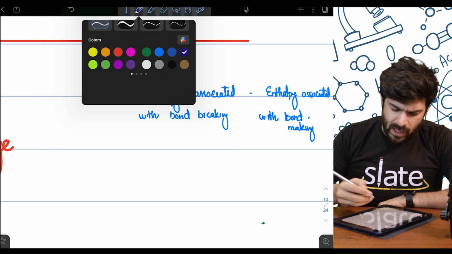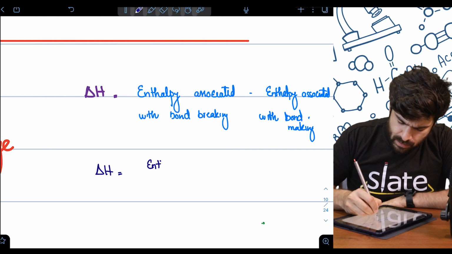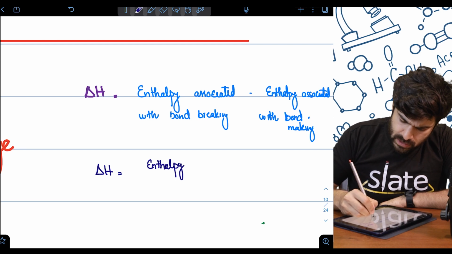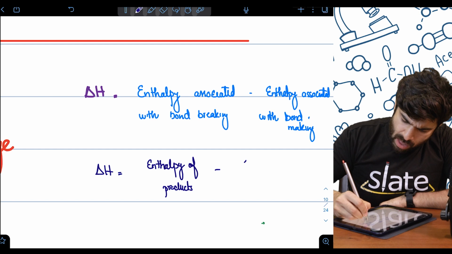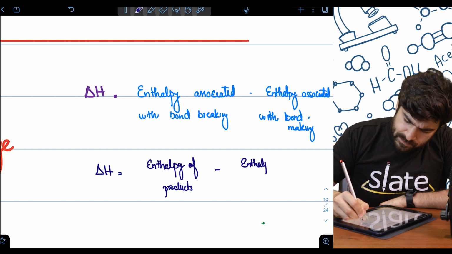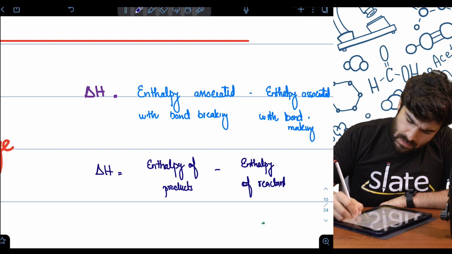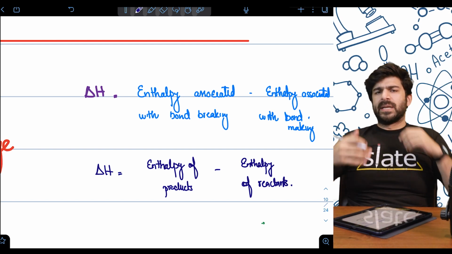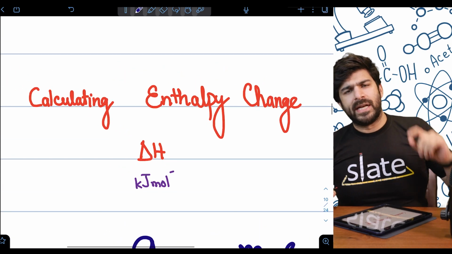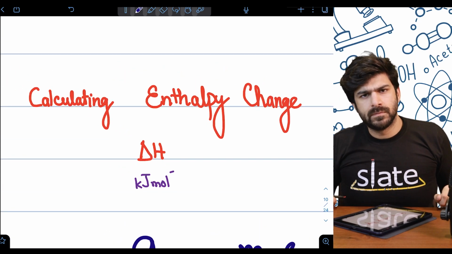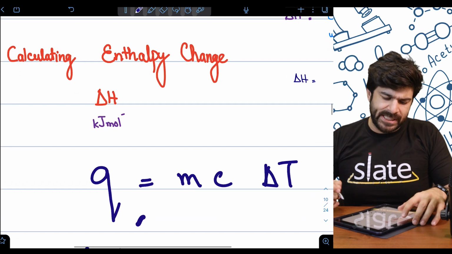Even there was another formula where the enthalpy change was equal to enthalpy of products minus enthalpy of reactants. This can be applied in the concept of Hess's law. But in this lecture, we're going to talk about another very important formula, which is Q equals MC delta T.